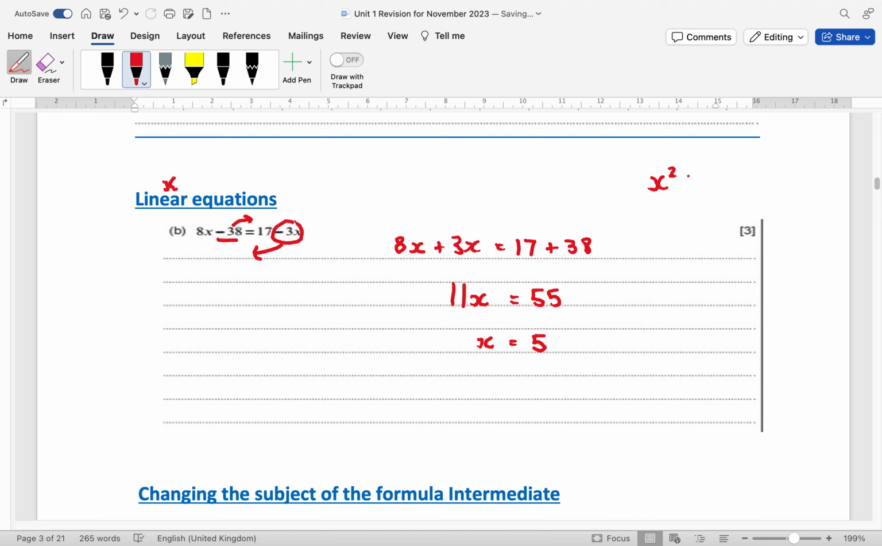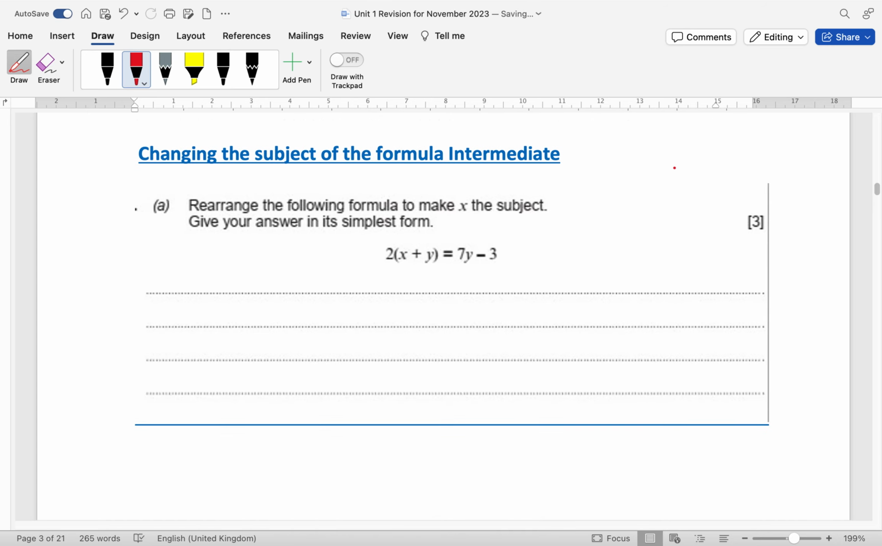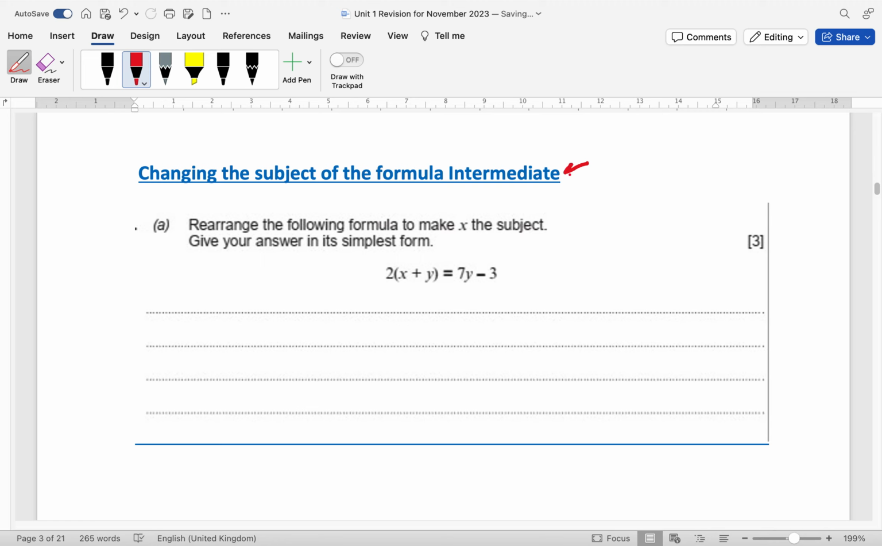Right. Later on, we'll look at how we solve quadratic equations by factorising. So in paper 1, we will be factorising somewhere. Intermediate change in the subject of the formula shouldn't involve factorising. That's why it's intermediate. So we've got to expand brackets.